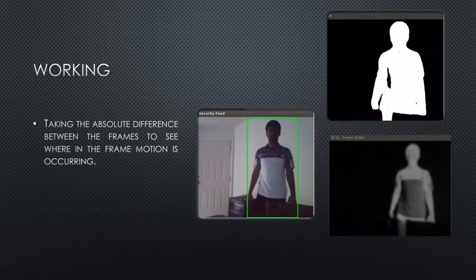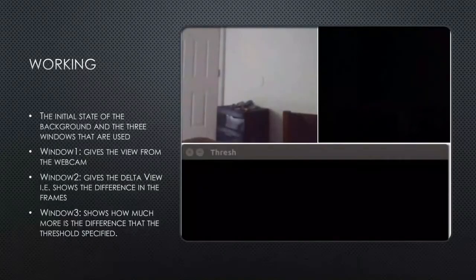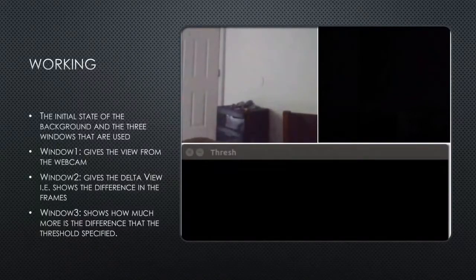So to start with the working of the project, the initial state of the project is shown in the background, and there are three windows that are used. The first window gives us the basic view, that is the initial static background that we would be using. The second window is the delta window, where the absolute difference between the two frames is calculated and shown, and the threshold window shows any changes that are over the threshold value.